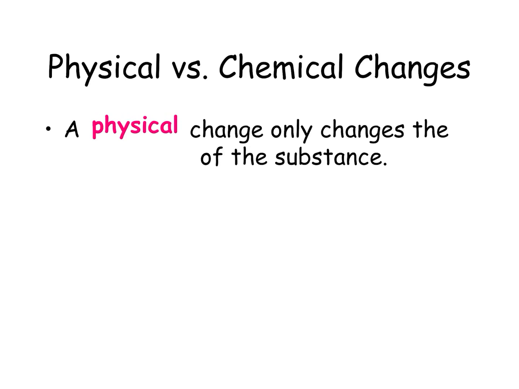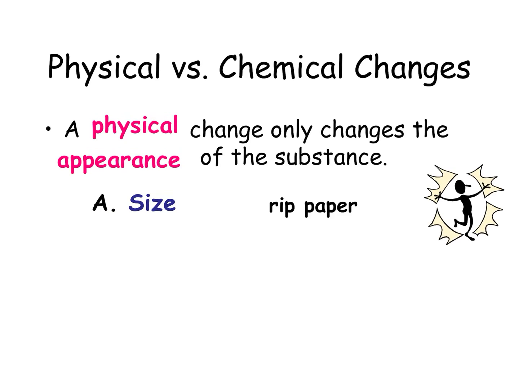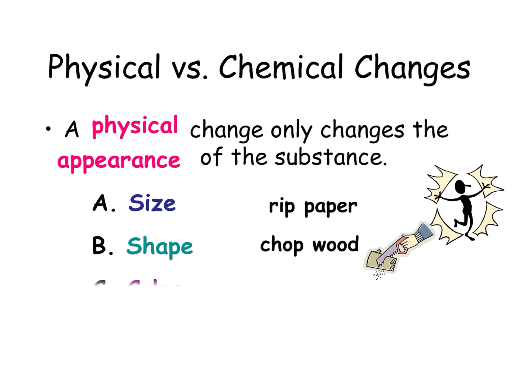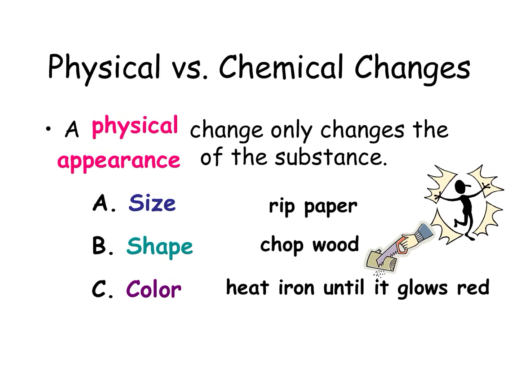Physical change changes the appearance, okay? So changing the size of something, ripping a piece of paper. That's not changing what paper is made out of, it just changes the size. Changing the shape of something, chopping wood, doesn't change the makeup of wood, it just changes the shape of it. Color, heating iron until it glows red. How about painting a wall? When you paint the wall, you're applying a thin layer of paint on the wall. You're not having it chemically bond and change the makeup of the wall, the drywall.